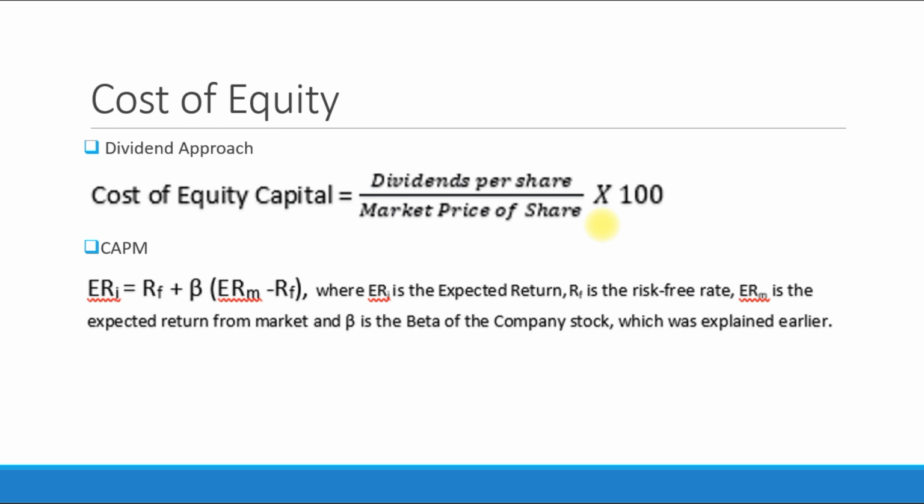Now, we'll try to explain what CAPM is, but before explaining CAPM, we have to see the concept of levered and unlevered beta. So beta measures the volatility or systematic risk of a stock or portfolio compared to that of the market.